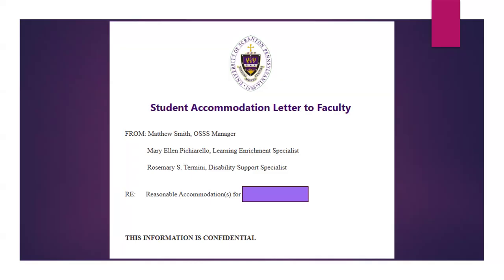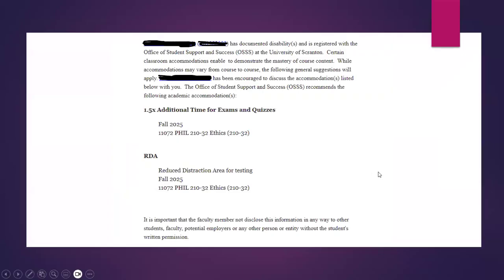During the summer months, we also work with an outside specialist, a third-party doctor that helps us review the documentation as well. This purple box is just covering up the example of the student's name. So this is the top half of the letter. And I apologize for blacking out, just for the sake of confidentiality, the student has a documented disability and is registered with the OSSS. And then underneath it tells you what exact accommodations that student is approved for.